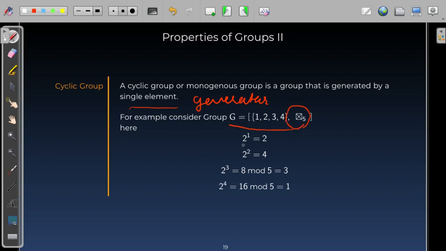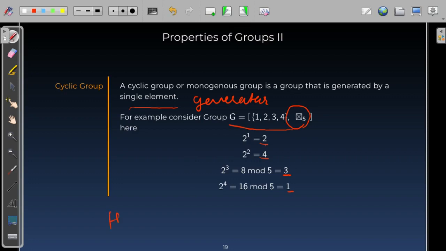Then you see that 2 to the power 1 is 2, 2 to the power 2 is 4, 2 to the power 3 is 8, and 8 mod 5 is equal to 3, so we are getting 3. 2 to the power 4 is 16 mod 5, which is equal to 1. So we are able to get all the group elements from this element only. So this element can be used to generate each and every element. This kind of group is called a cyclic group.